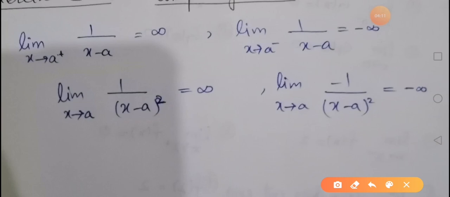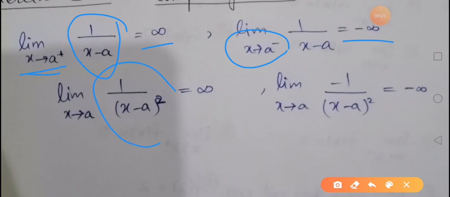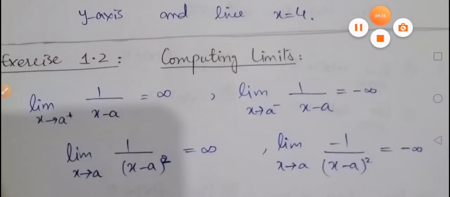So here we have the limit as x approaches a from the right-hand side of 1 over x minus a. As we are approaching a from the right-hand side, it will be positive infinity. For approaching from the left-hand side, it will be negative infinity. When we have 1 over (x minus a) whole squared, limit as x approaches a, because of this square, we know that from either the left-hand side or the right-hand side the answer will be positive, so it will approach positive infinity. So these are infinite limits.